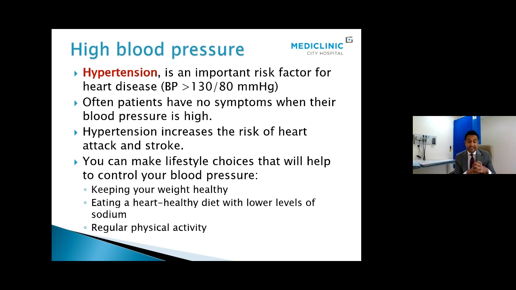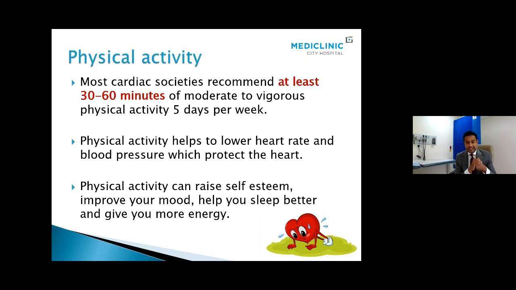And then regular physical activity will also help to lower your blood pressure, so it's important to get some regular exercise. And how much physical activity should you do? Well, the American Heart Association and the European Society of Cardiology are aligned in their recommendations: the minimum expected level of exercise for an adult is between 30 to 60 minutes of moderate to vigorous physical activity 5 days per week. So that's about 150 to 300 minutes of exercise every week.